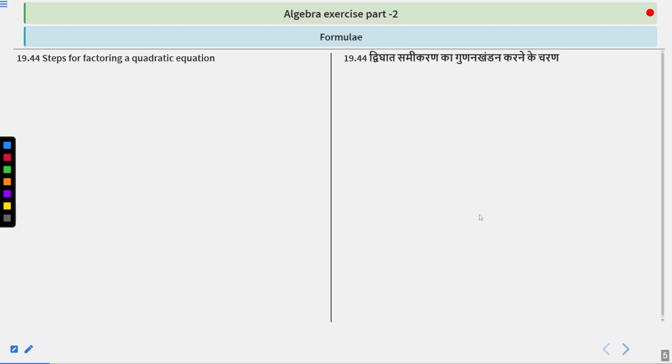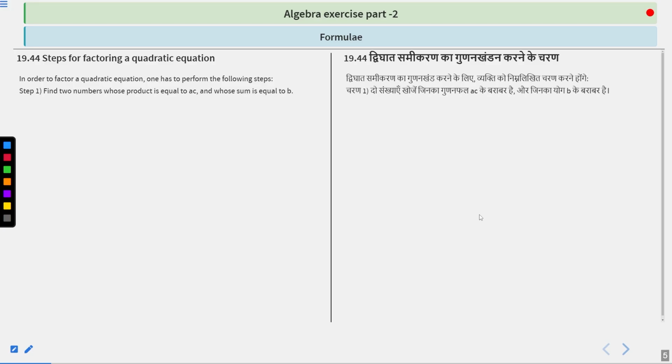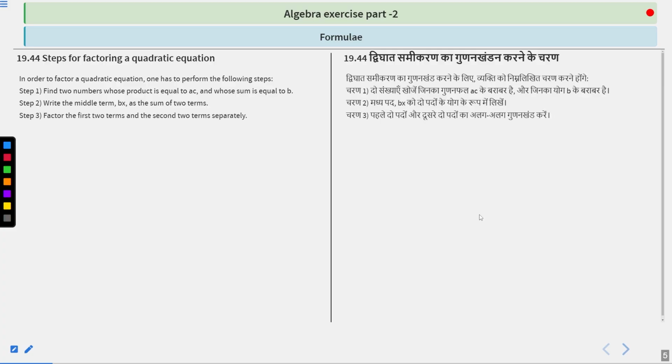Then we have steps for factoring a quadratic equation. In order to factor a quadratic equation, one has to perform the following steps. Step 1: find two numbers whose product is equal to AC and whose sum is equal to B. Step 2: write the middle term Bx as the sum of two terms. Step 3: factor the first two terms and the second two terms separately.